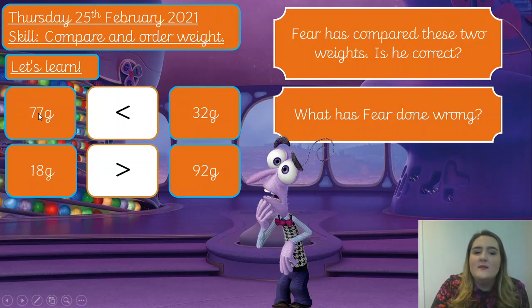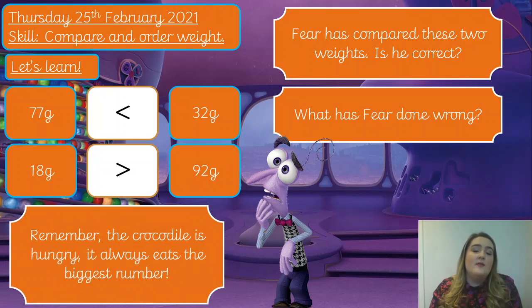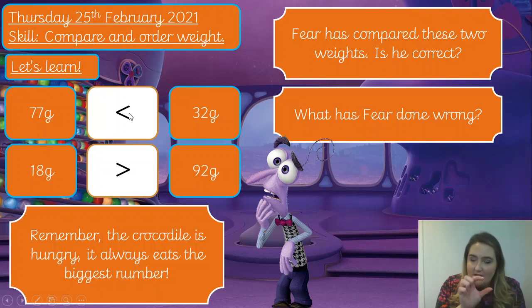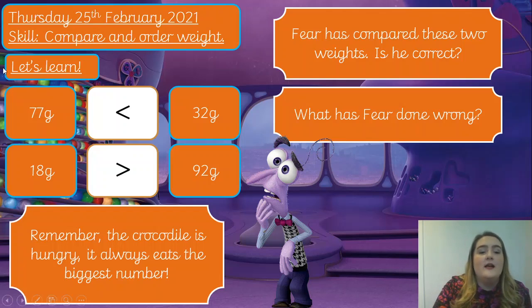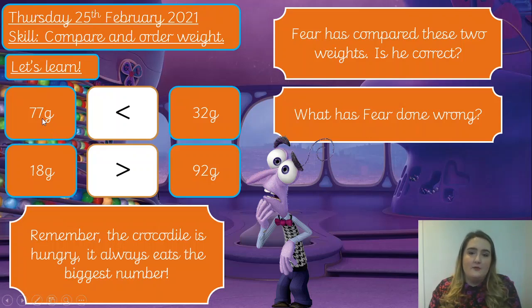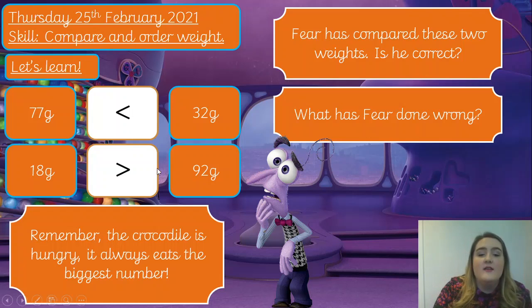So here, what's the biggest number, 77 grams or 32 grams? Well done, 77 grams. So 77 grams, we should have this symbol, shouldn't we? We should have 77 grams is greater than 32 grams, and then here we've got 18 grams, we should have less than 92 grams, because 92 is actually the larger number. And we can spot this because we know that the crocodile is very hungry and always eats the biggest number. So if we pretend these symbols are crocodiles, like we did in the previous slide, the larger part of the crocodile's mouth will always go to the larger number. So here we've got 77 and 32 grams, and actually we know 77 is larger, therefore we would have the symbol that goes to 77 grams, okay? So we'd have the greater than symbol. And here, 92 is larger, so we would have less than, because 18 grams is less than 92.